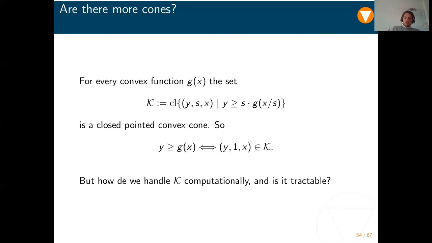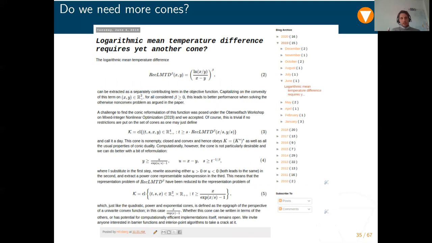So are there more cones? Yes, there are more cones. In terms of this generality, we've argued that the five cones are quite general, but are they really 100% general, or do we maybe need more cones? Now I have the screenshot of this blog post here. I don't expect you to read all of it. I will point to maybe three points, so I will guide you a bit through this.